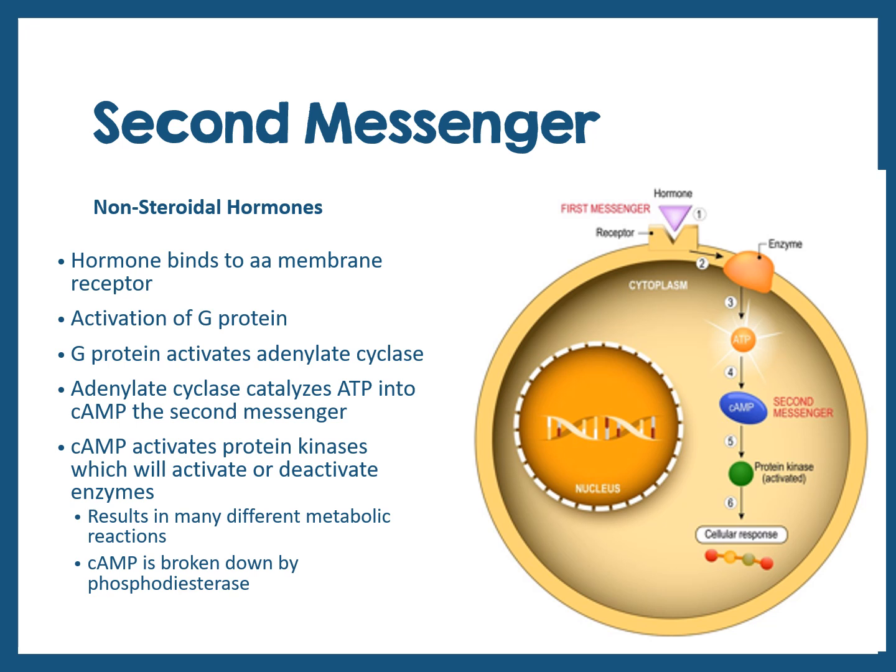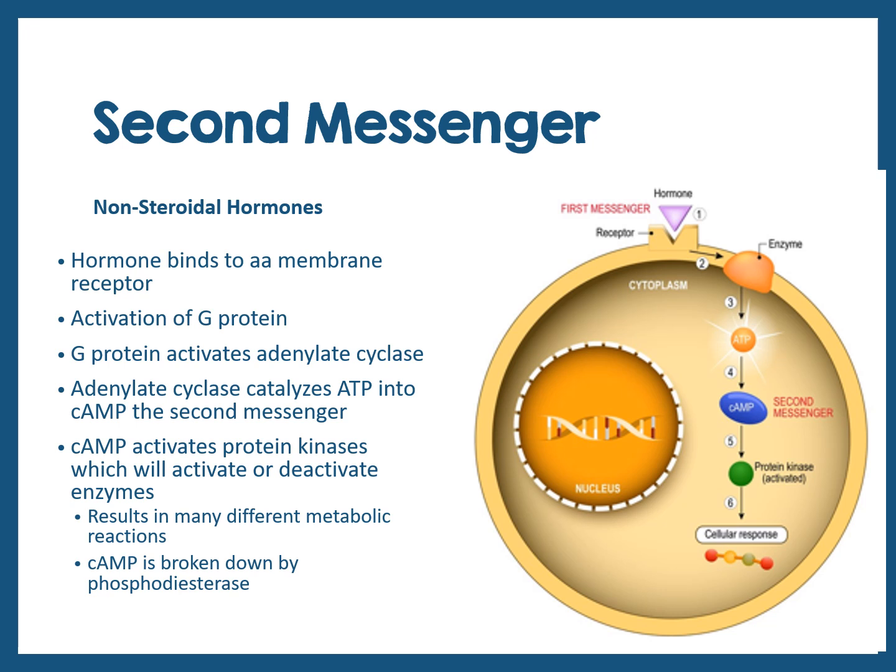G protein is an enzyme that will activate adenylate cyclase inside of the cell. And adenylate cyclase will catalyze our adenosine triphosphate into cyclic AMP that we call cAMP. cAMP is the second messenger.